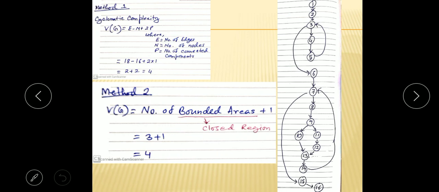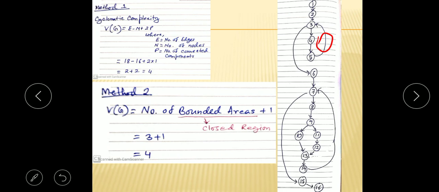says the cyclomatic complexity Vg equals the number of bounded areas plus 1. What are bounded areas? That is a closed region. Here you can see 3 4 5. It is a closed region. Now we cannot consider 3 4 5 6, because from 5 to 6 there is a gap, so it is not considered a closed region.